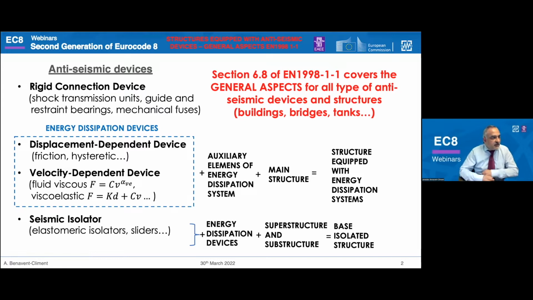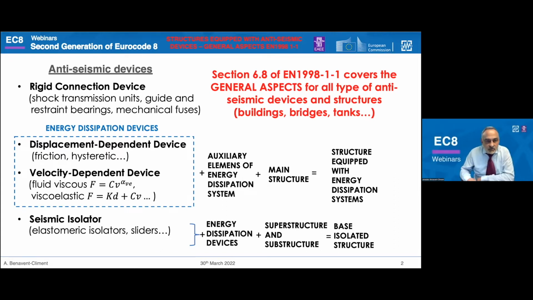The general aspects on the use of the anti-seismic devices are addressed in the new Eurocode 8 in section 6.8 of part 1.1. And this section covers all type of structures, buildings, bridges, tanks, everything. And also all type of anti-seismic devices. That means that it includes rigid connection devices for shock transmission, for guide and restraining movements, or mechanical fuses.